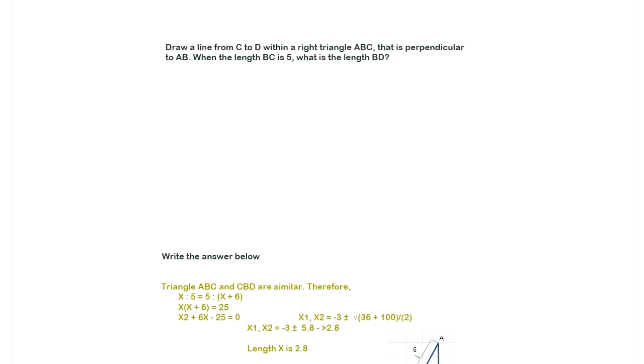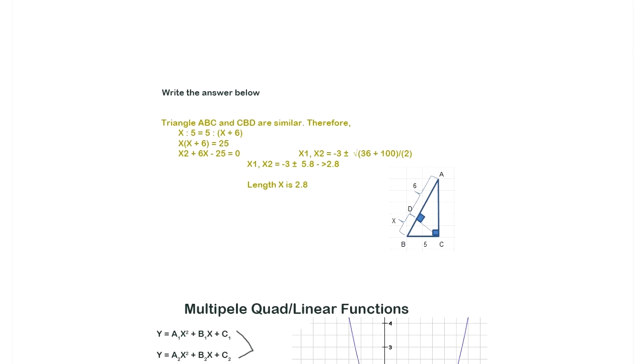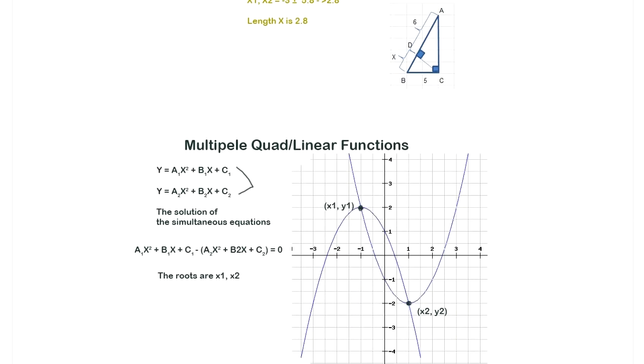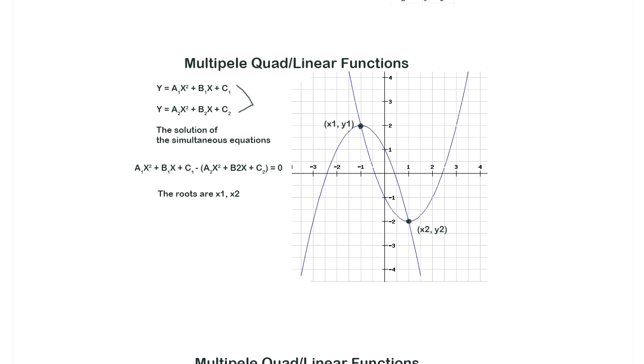Draw a line from C to D within a right triangle ABC that is perpendicular to AB. When the length BC is 5, what is the length BD? Here's the answer. Okay, now the next subject: we talk about multiple quadratic equations.